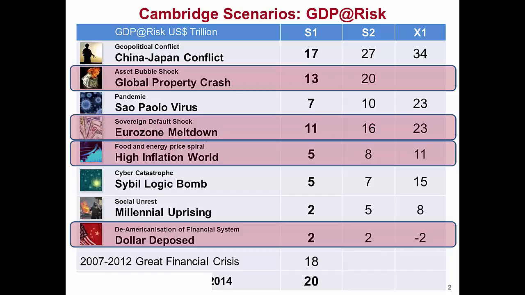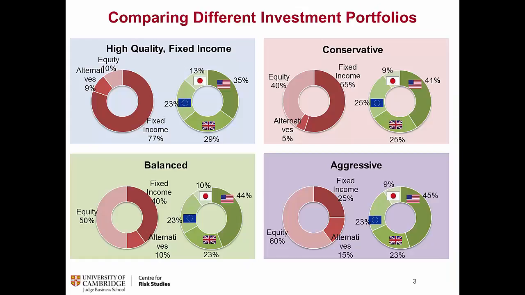And as mentioned previously, global property crash has the propensity for the greatest damage, followed by the Eurozone meltdown. High inflation world and dollar deposed are a little bit more muted. It's not so surprising that dollar deposed causes a smaller amount of damage, because after all, the global currency shift isn't an indicator of economic damage per se. What you're really looking at there is transition costs more than long-term economic damage.